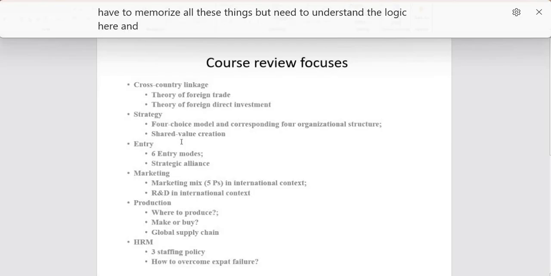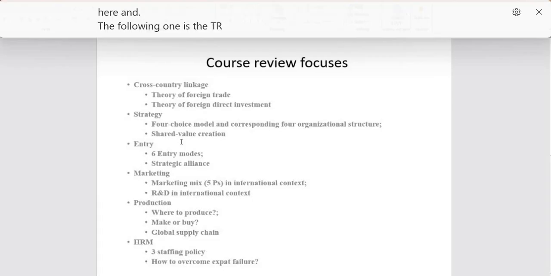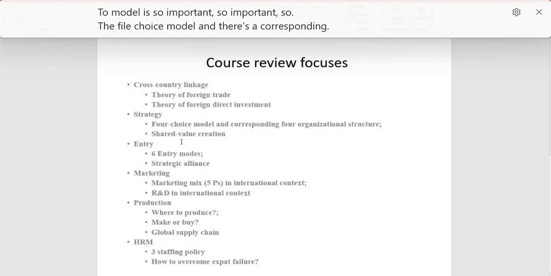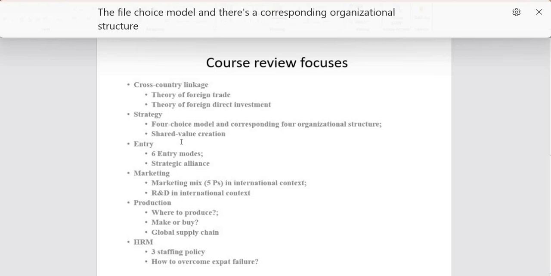And the following one is strategy. Of course, the four choice model is so important. So the four choice model and the corresponding organization structure should be, of course, a focus in the review process.